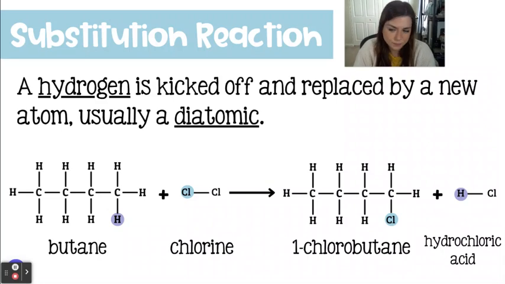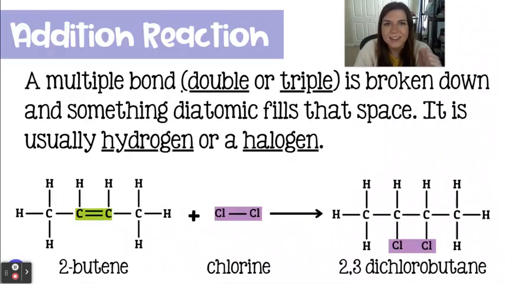So in this case, we have a butane, a 4-carbon single bonded chain, and we have chlorine, diatomic, of course, coming in, and the chlorine and hydrogen are going to swap places. So you will be left with a 1-chlorobutane and hydrochloric acid.